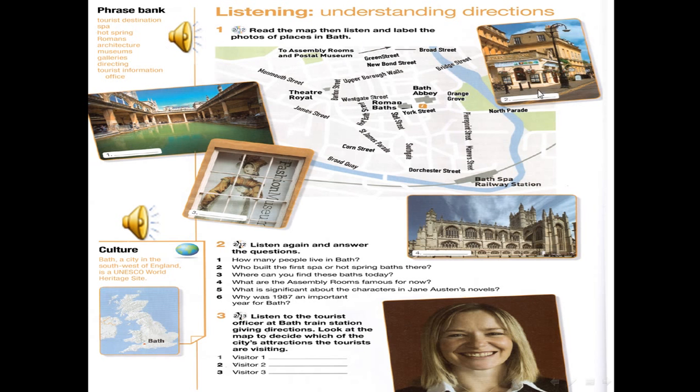This one, and this one, and this one, right? Try to label them. Okay? Read the places here. As we see, the Assembly Rooms and the Postal Museum and so on. Now we listen and we write the names of these places in the city map, right? Okay, listen and write.